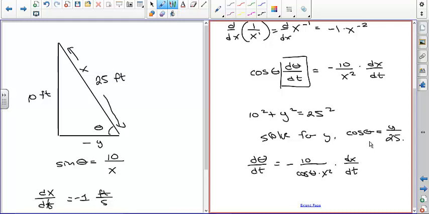And the d theta dt is going to be in radians. You could change it to degrees by multiplying by 180 and dividing by pi, but they didn't ask. I don't think they specifically asked what units, so we would just assume it's radians per second.